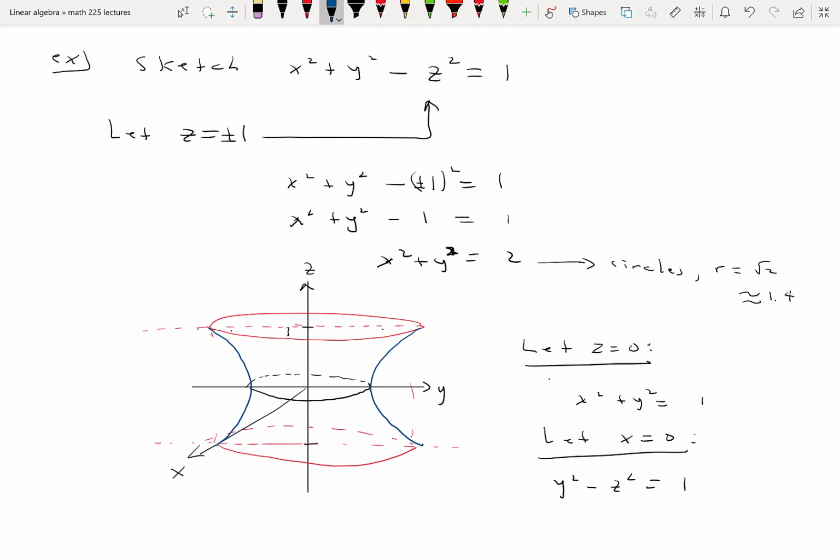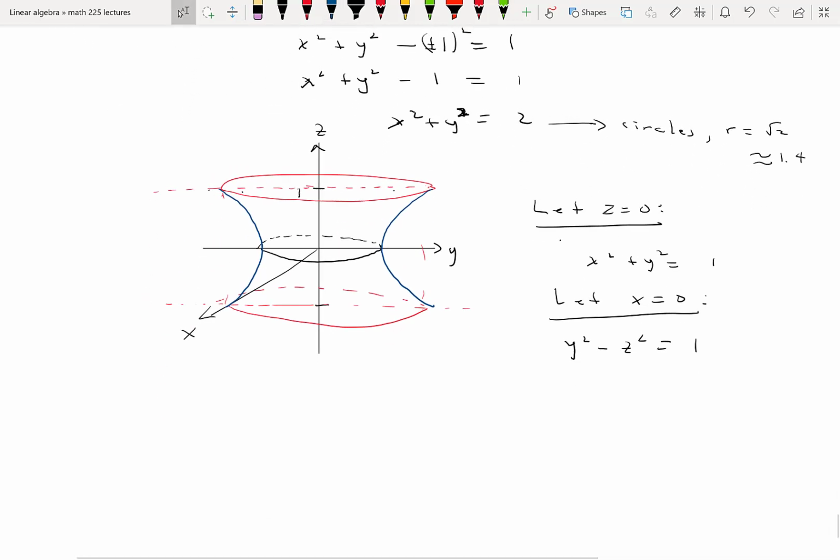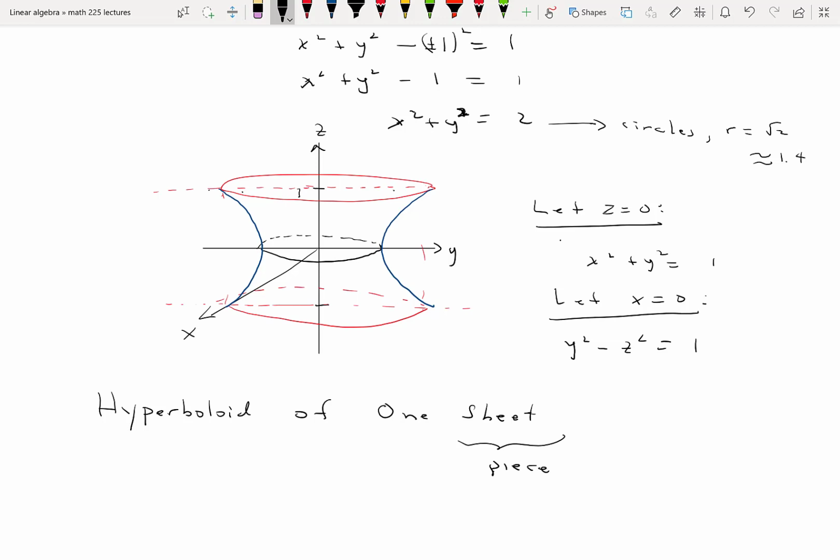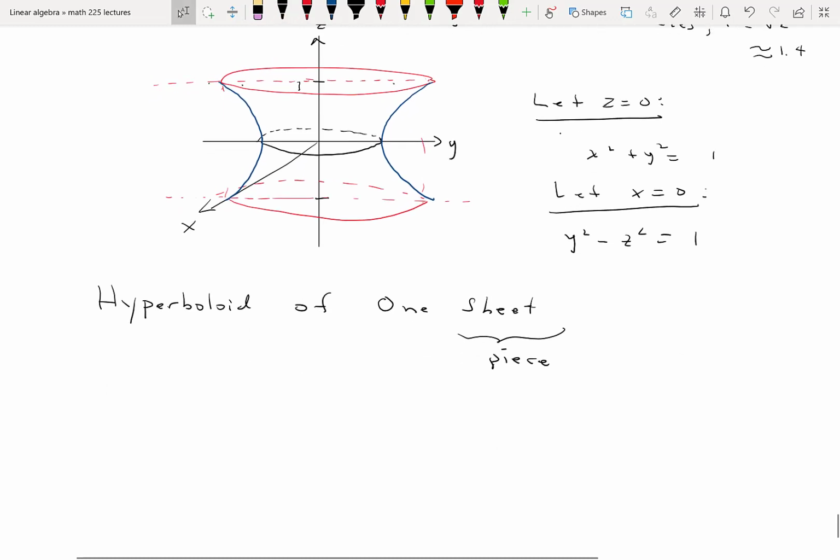Okay. This is called a hyperboloid of one sheet. You can think about the word sheet as being one piece. Hyperboloid that happens in one piece. I'm going to say that again. Hyperboloid that happens in one piece, as opposed to what? Hyperboloid that happens in two pieces or more pieces.